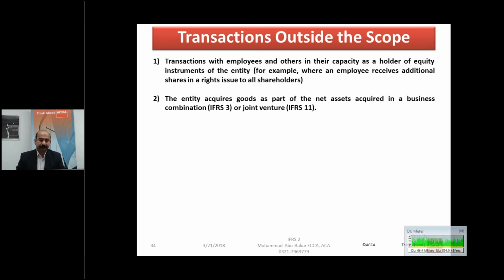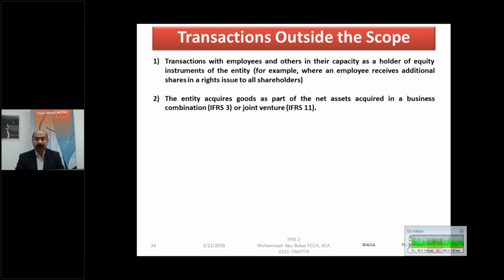Second is the issue of equity instruments in exchange for control of another entity in a business combination. IFRS 2 is not applicable to transactions in which goods are acquired as part of net assets in a business combination. Therefore, equity instruments issued in a business combination in exchange for control of the acquiree are not within the scope of this IFRS. The contribution by an entity towards the formation of a joint venture and common control transactions are also not within the scope of IFRS 2.